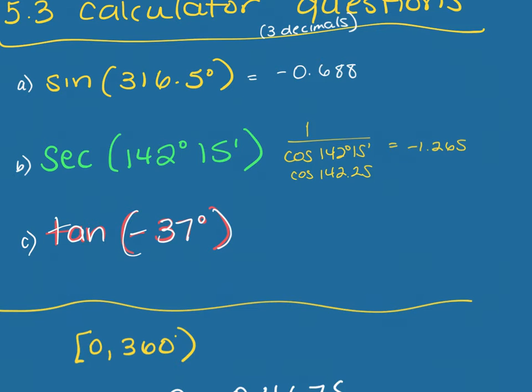Then I get tangent of negative 37. I type it in exactly like that. Tangent of negative 37. And I get negative 0.753. Easy stuff, right? Questions on that?